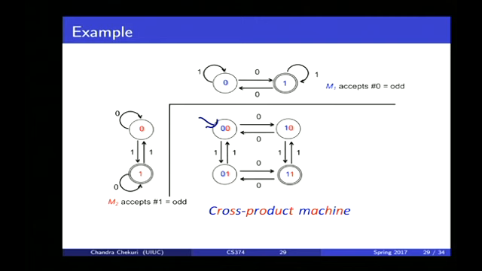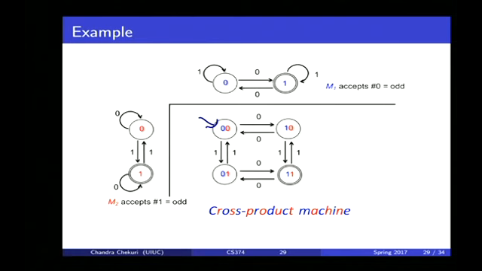I see a 0 now. What should I do? Well, the first machine on 0 will go to its own state, and the second machine on 0 will go to its own state. That's my new state because I'm keeping track of both of them. So that is a product machine, right? All right?